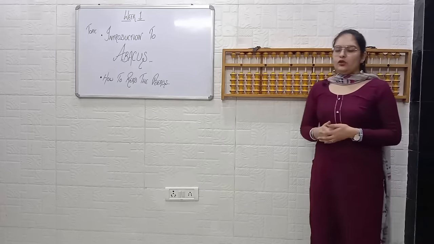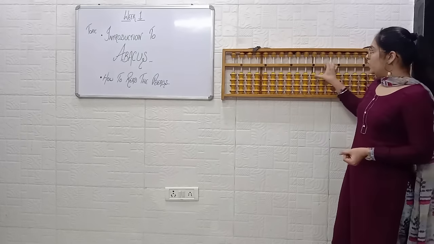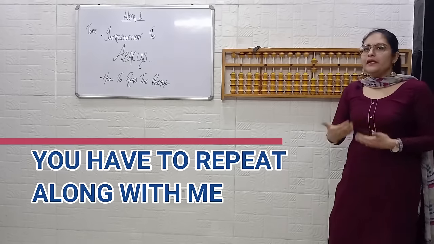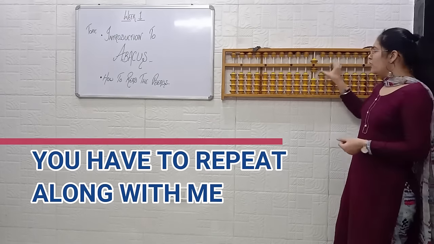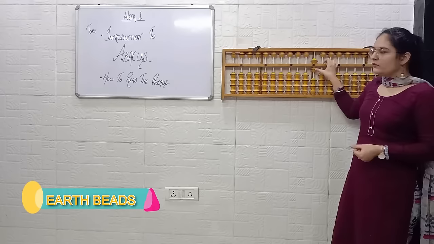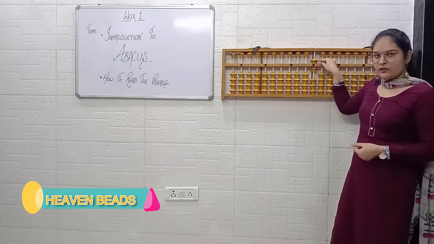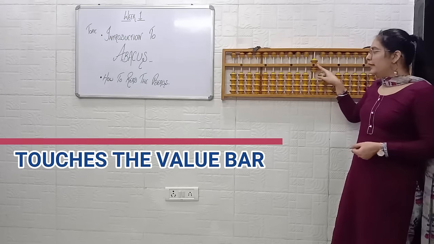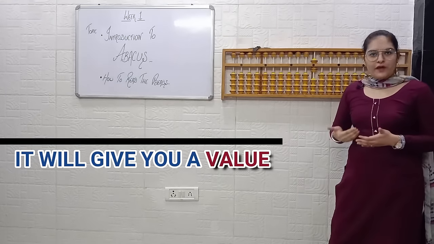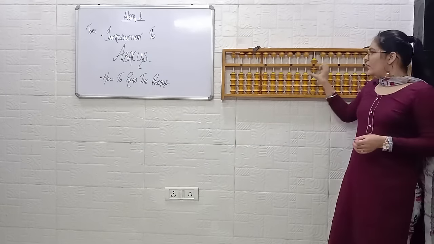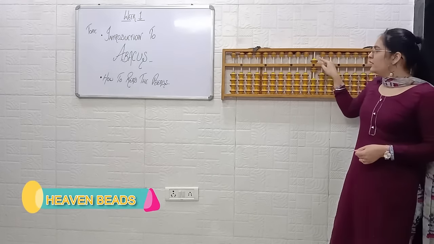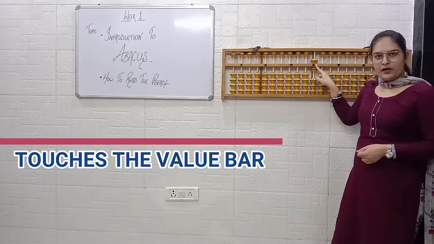Hurry up. Okay, we call it value bar because when earth bead and heaven bead, you have to repeat along with me, okay? When earth bead and heaven bead touches the value bar, it will give you a value.